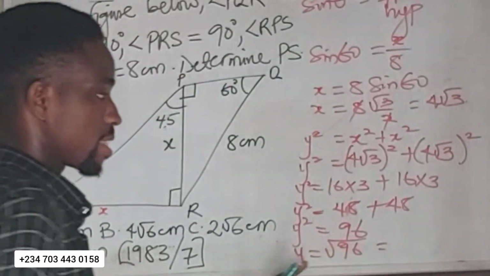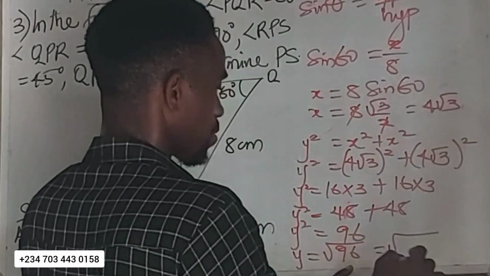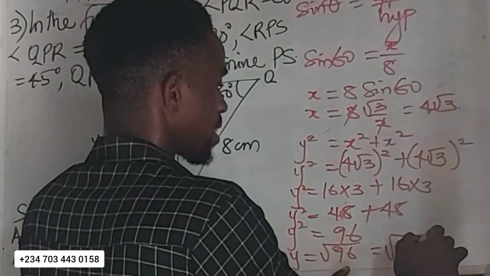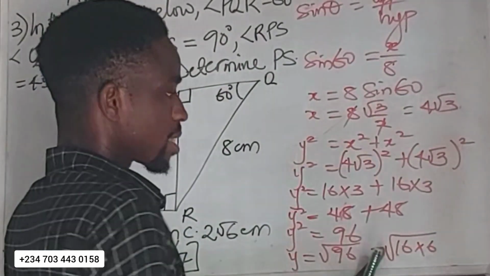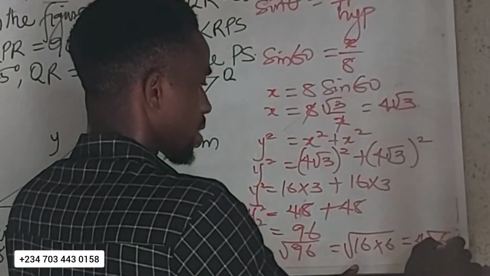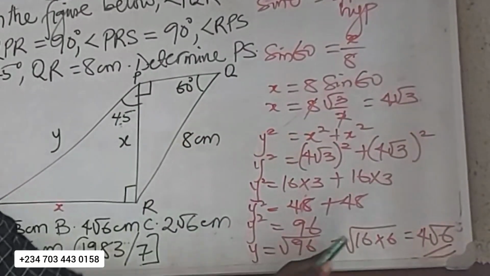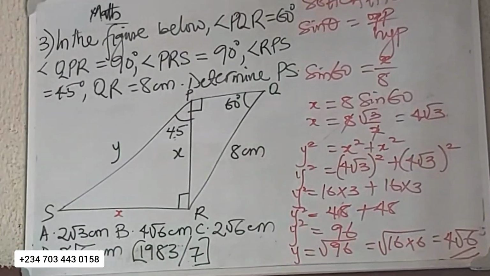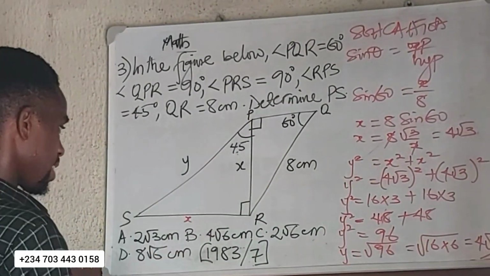Square root of 96 is written as square root of 16 times 6. And if you bring 16 outside, it's going to give us 4 root 6, because square root of 16 is 4. So we're having 4 root 6. 4 root 6, our answer is B.